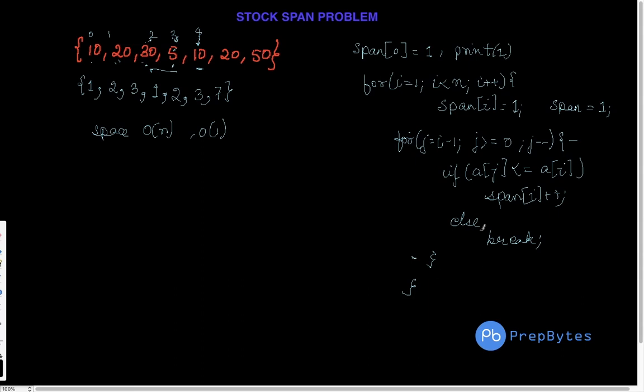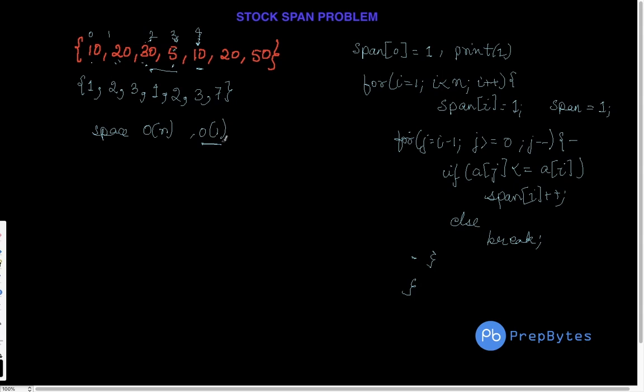We are not using this value, so as we go further we'll see how we can use this value, but right now we are not using this value, so there's no point of storing it, right? So we can simply print this span for every iteration, so the space complexity becomes O of 1. And in worst case, what will be the time complexity?